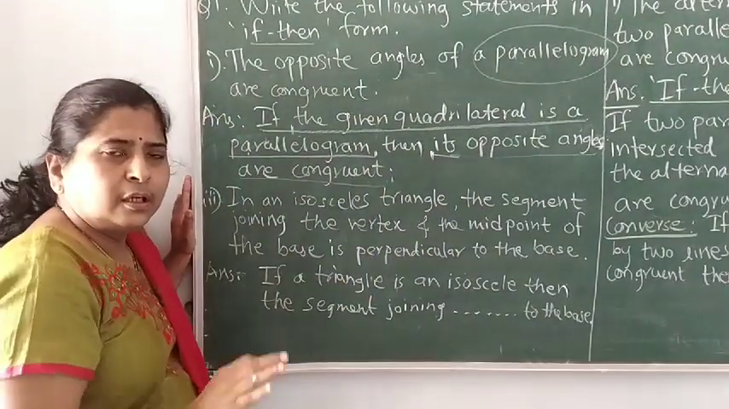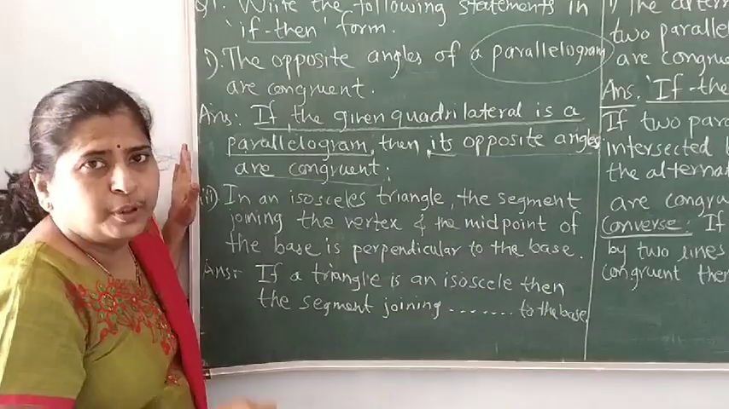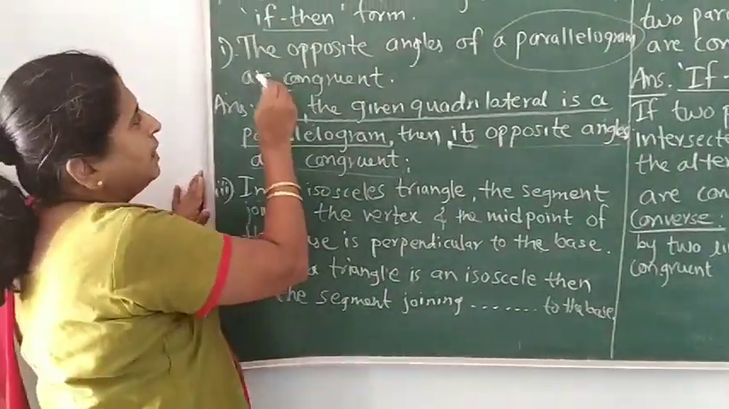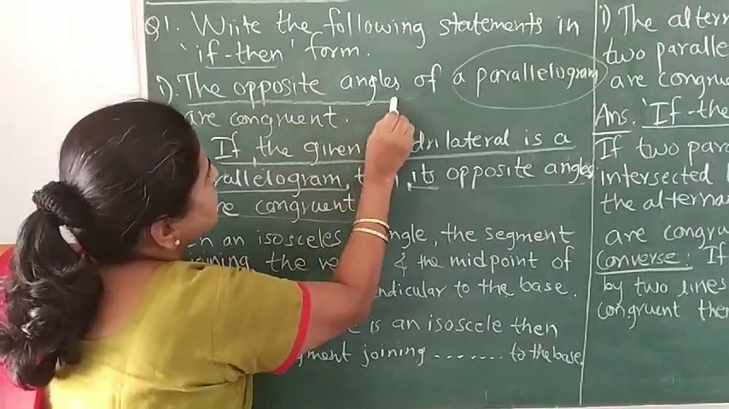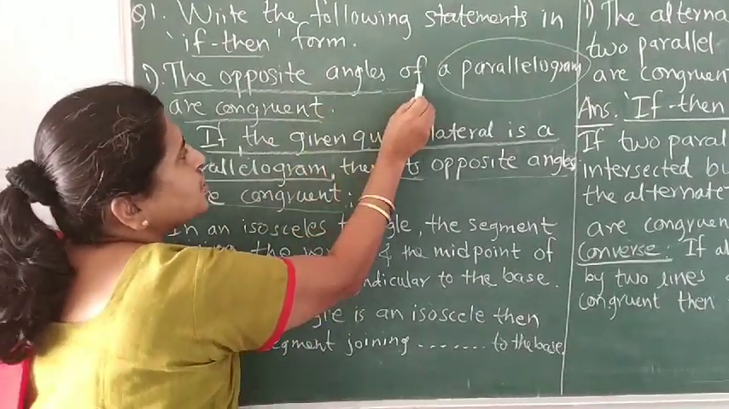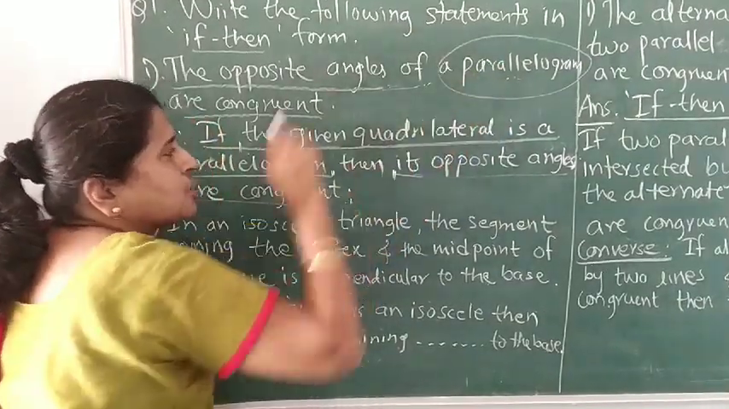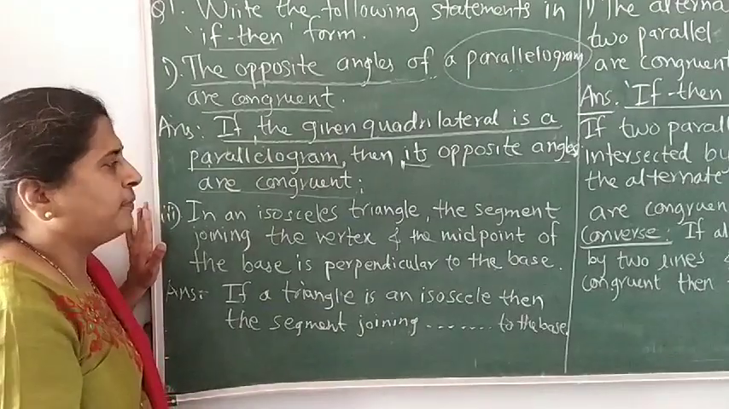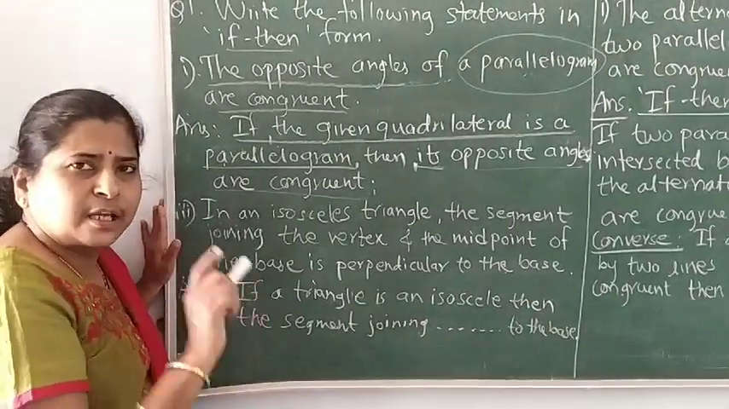In a way, here your knowledge of English is going to be helpful to you. This statement is a complex statement. Here this is the main clause: the opposite angles are congruent. And we are talking about opposite angles of what? A parallelogram. So this is extra knowledge, and it will help you to frame the statement in this way. Okay, let's take one more example.